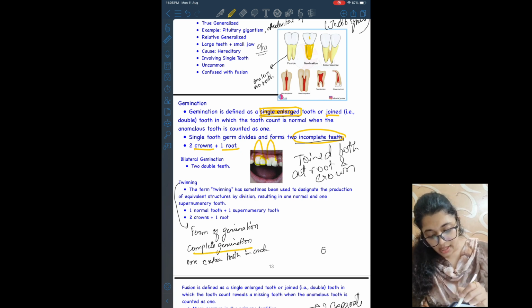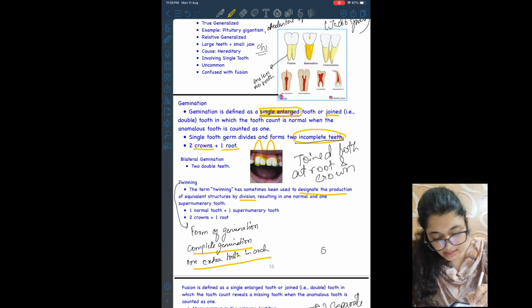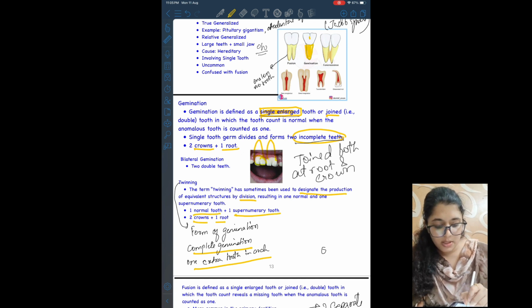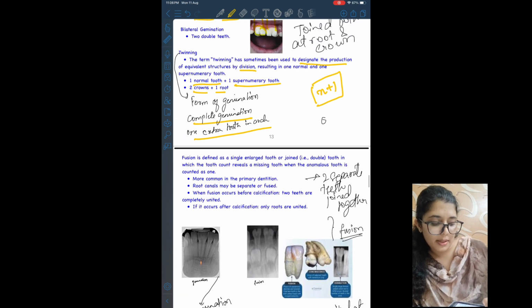What is twinning? Twinning is also a form of gemination, in which complete gemination, that is one extra tooth in the arch, is called twinning. It is sometimes used to designate the production of equivalent structures by division, resulting in one normal and one supernumerary tooth. So one normal tooth plus one supernumerary tooth, that is two crowns plus one root. Gemination is usually n plus 1.